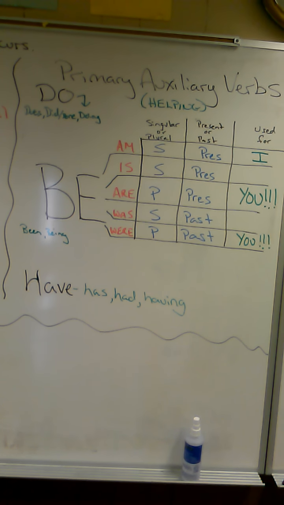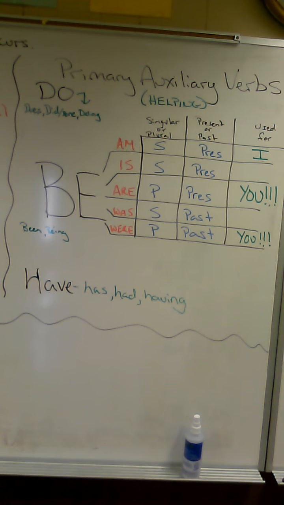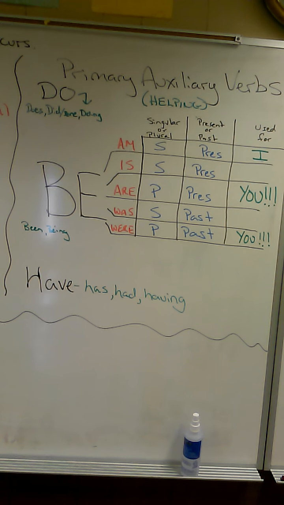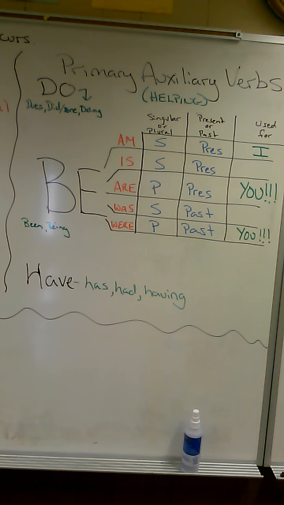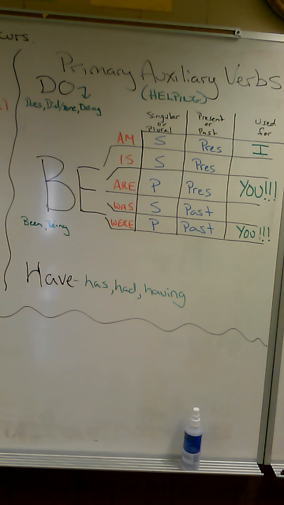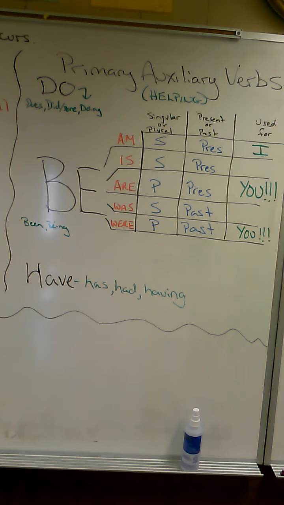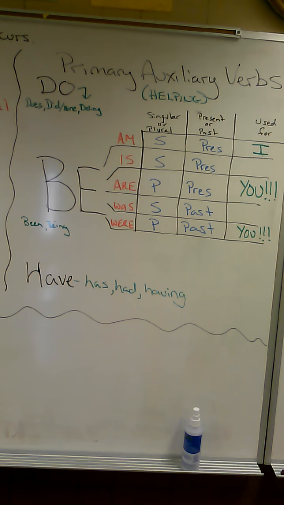The most commonly screwed up part of the English language is the form be. There are 5 forms of be: am, is, are, was, and were.